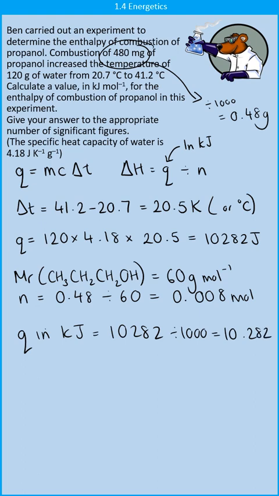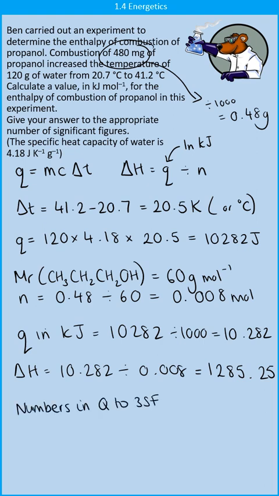So we're going to take our value of energy and divide it by 1,000 to put it into kilojoules, because delta H is always going to be in kilojoules per mole, not joules per mole. And then we're going to divide that by the number of moles that we just calculated, giving us an answer of 1,285.25. But of course, this needs to be to a sensible number of significant figures.